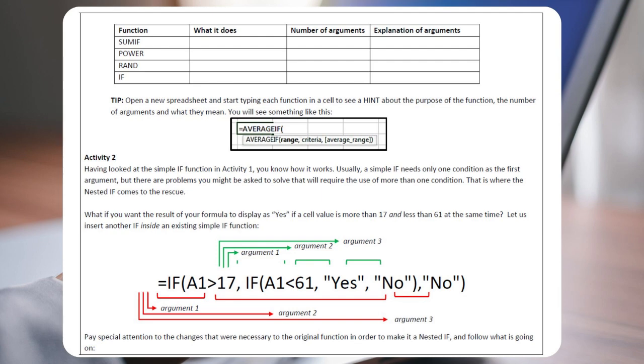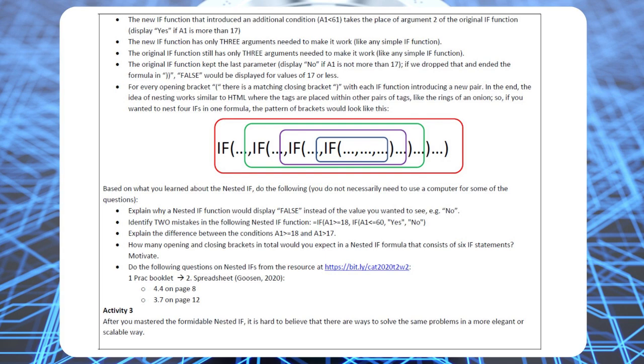Equals IF(A1>17, IF(A1<61, yes, no), no). Pay special attention to the changes that were necessary to the original function in order to make it a nested IF, and follow what is going on. The new IF function that introduced an additional condition, A1<61, takes the place of argument 2 of the original IF function. Display yes if A1 is more than 17.